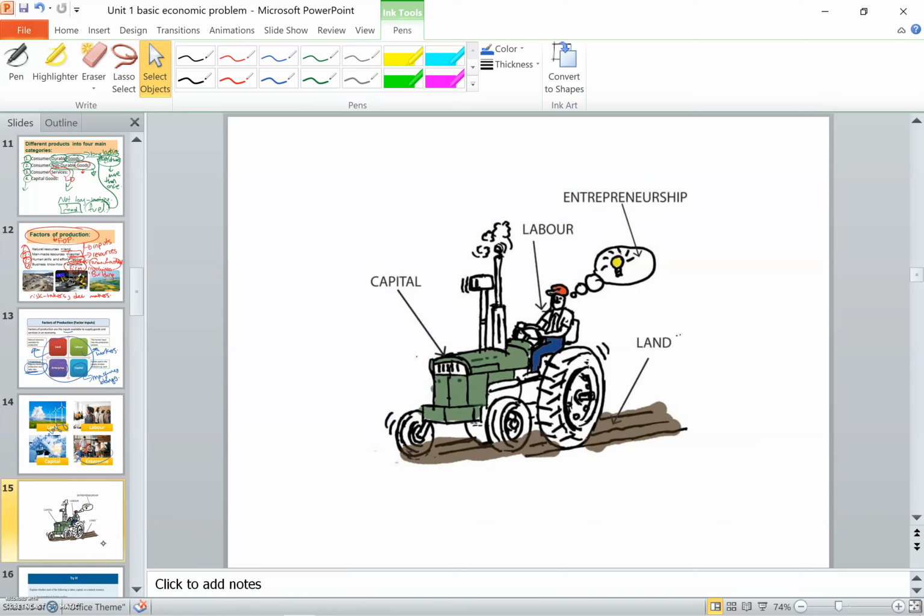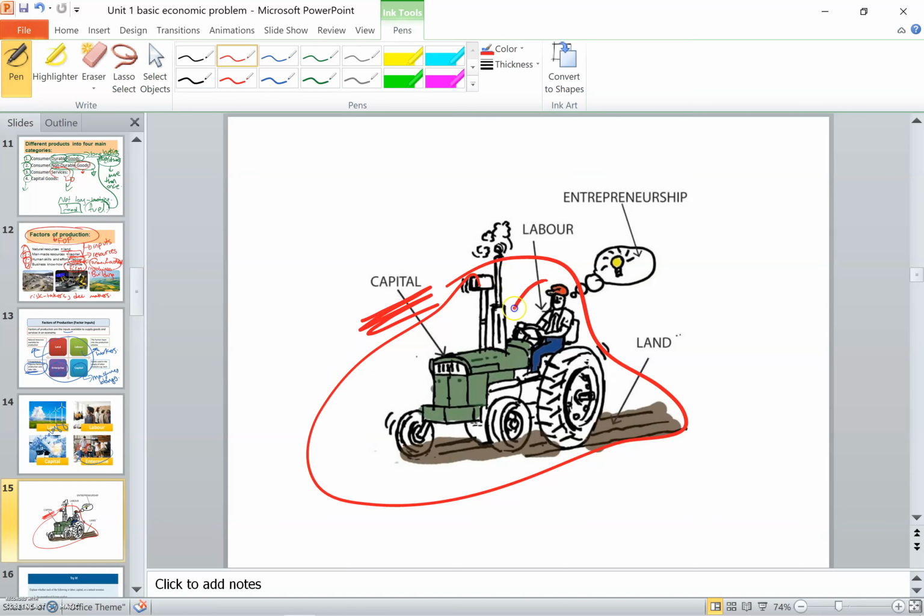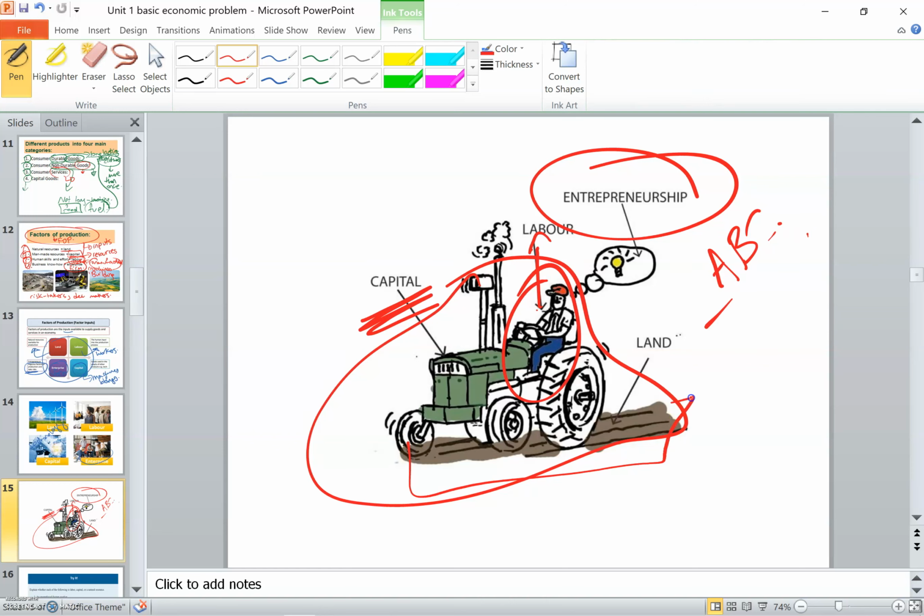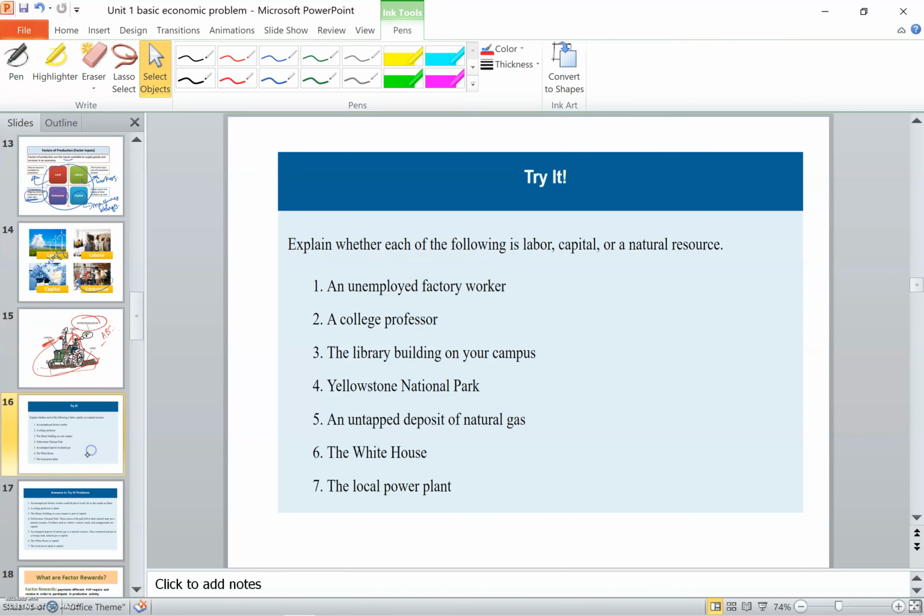this is another example. This is the tractor. The tractor, it is the machine, so it is considered capital. The driver or the farmer, he is the worker, so we consider him as labor. The idea, so is he working for what farm? What is the name of the farm he's working for? Let's say the farm's name is ABC. ABC is the enterprise. And the land that he is plowing, okay, this is a natural resource. He's planting. These are some examples.